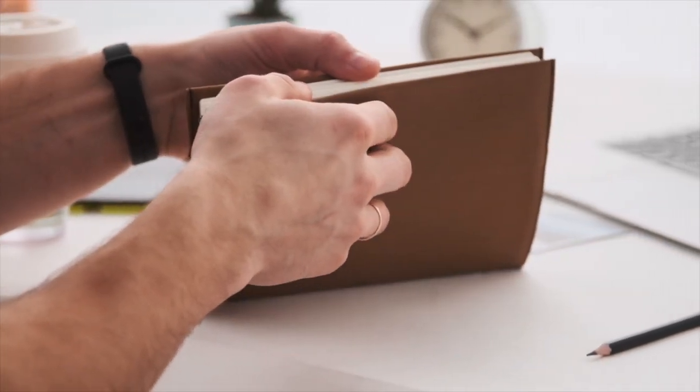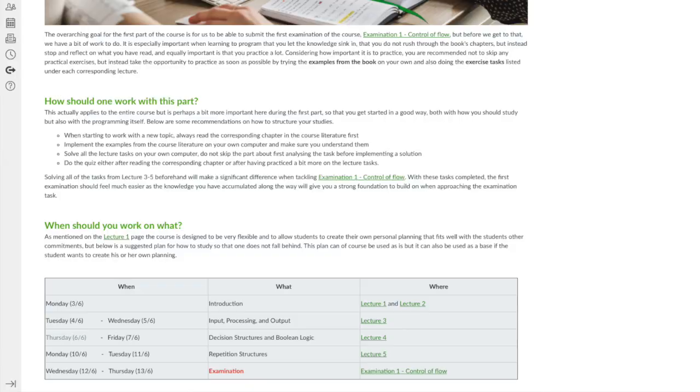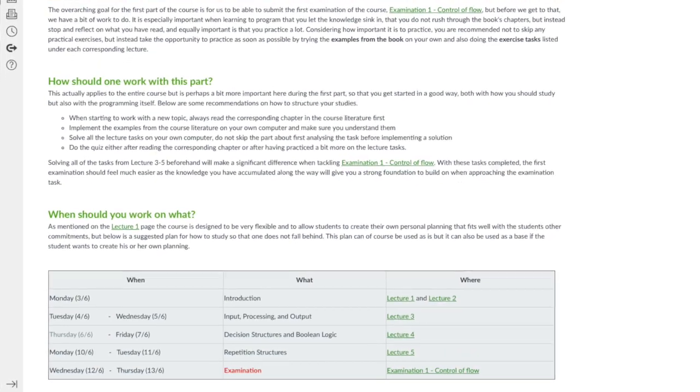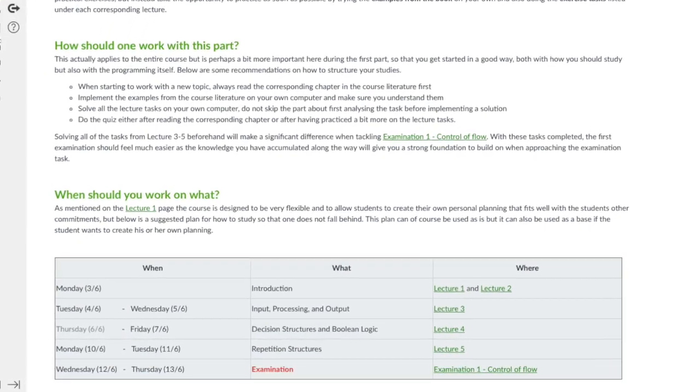Over the next couple of weeks, we will be working together trying to learn how to program in Python. And we do not assume that you know any prior programming. We will start from scratch. But please be aware that the course is given at 100% speed, so you are highly recommended to either make your own plan for how to study or to follow the suggested plan that you can find in our course area in Canvas.